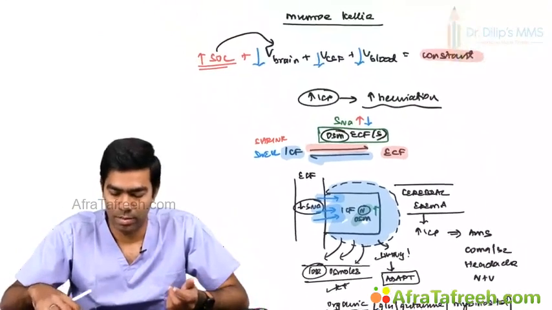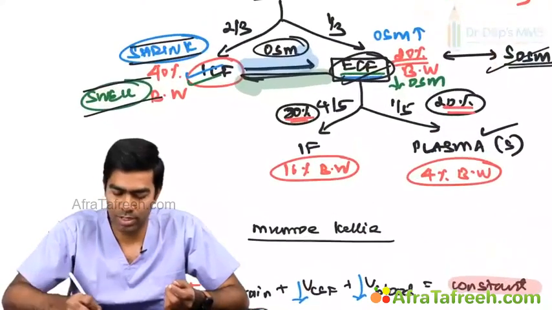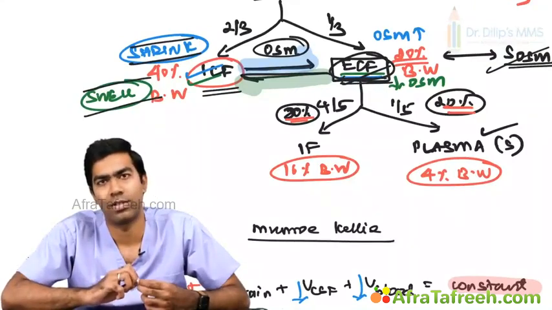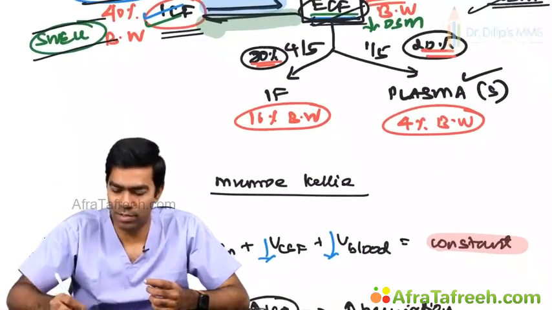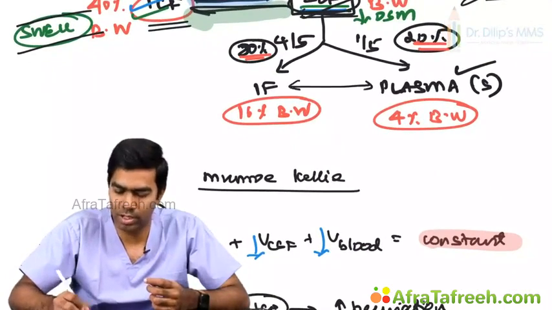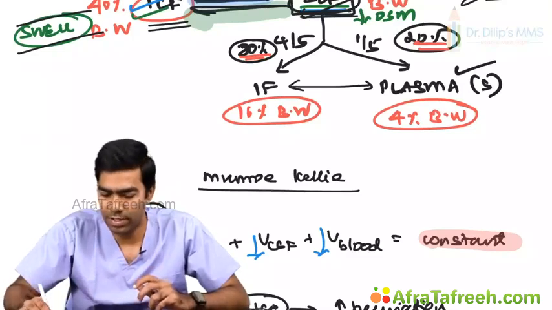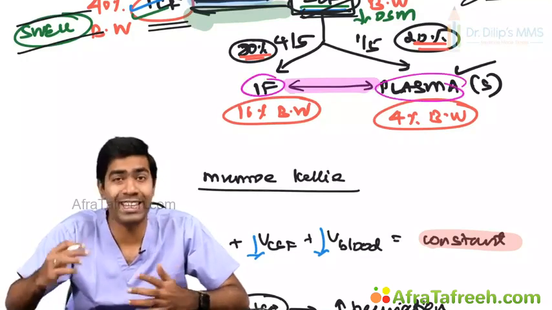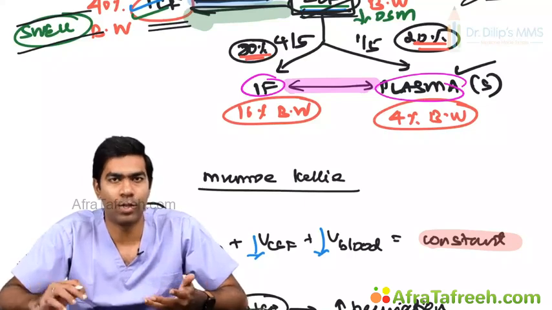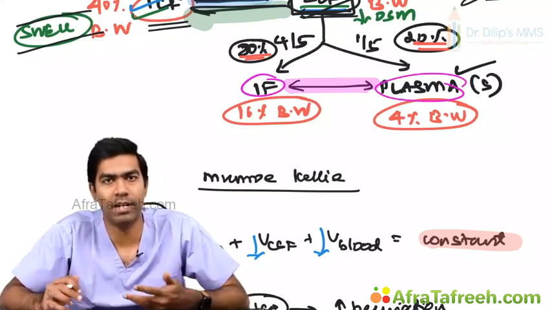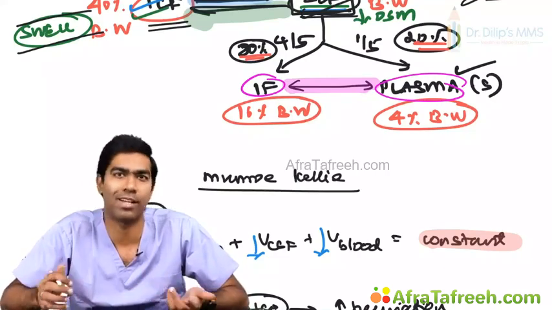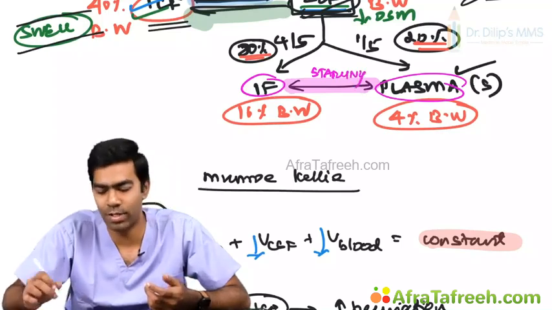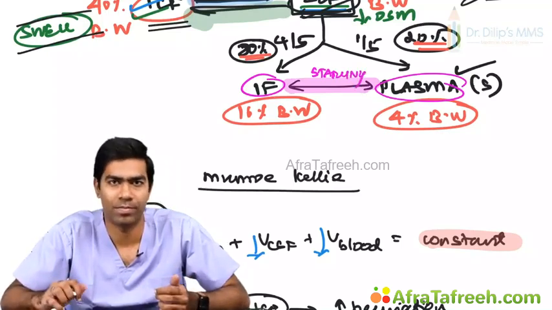But we discussed one important thing, that the fluid shift between ECF and ICF is mediated by osmolar forces. But who's going to mediate the fluid shift between the interstitial fluid and the plasma? These are two compartments located within the ECF, you know that. The fluid shift between these two compartments is mediated by your Starling forces. These Starling forces determine the fluid shift between the interstitial fluid and the plasma.